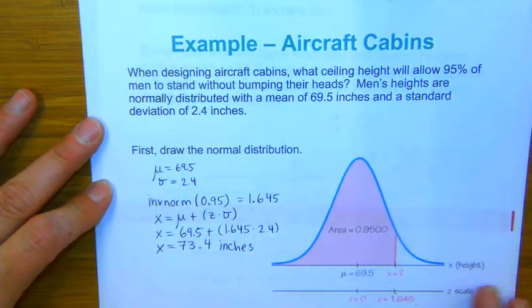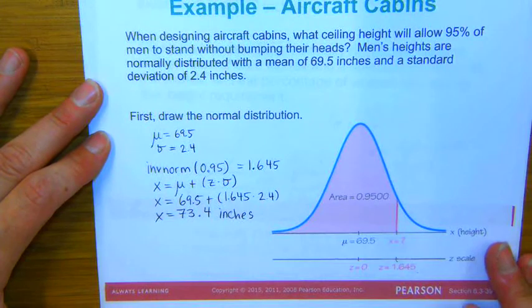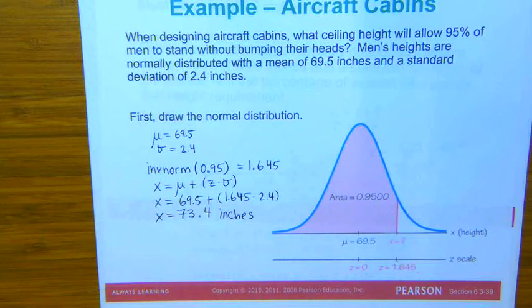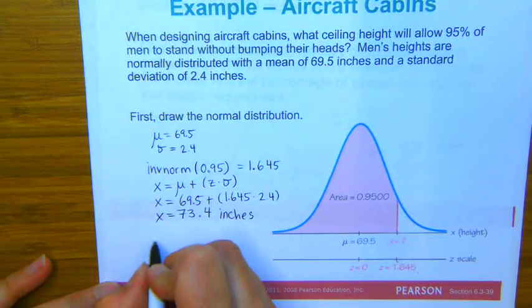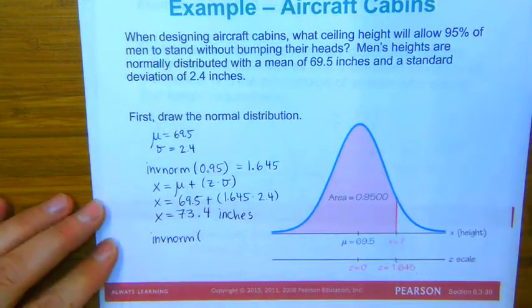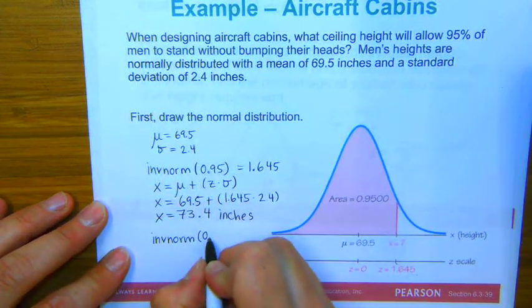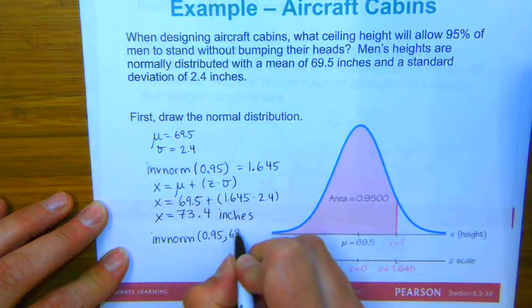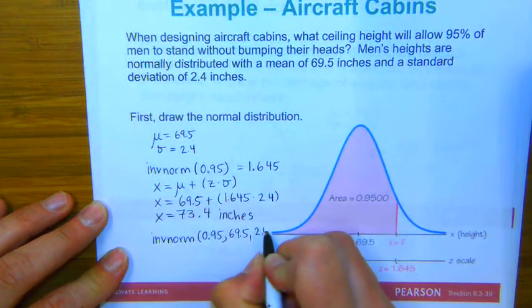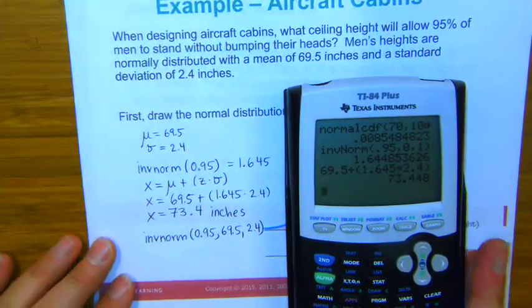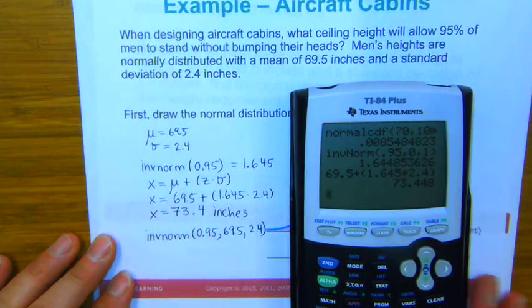All right, the only thing that I want to show you is there's again a function on your calculator which allows you to find this x value without having to use that conversion formula, and it's simply looking at the inverse norm again. This time we enter in our area to the left, same thing. We also enter in our mean and our standard deviation right after, and so the calculator converts this normal distribution to a standard normal distribution.